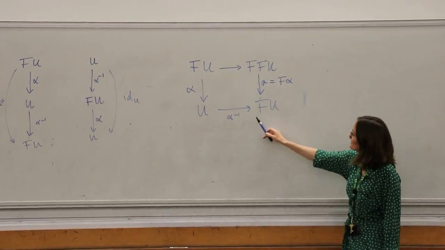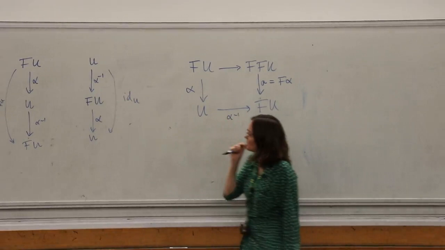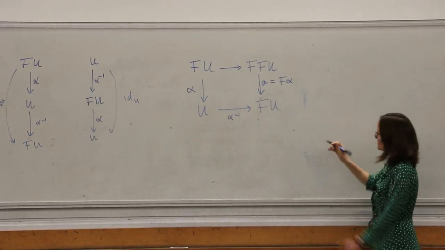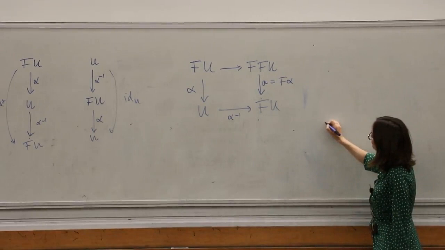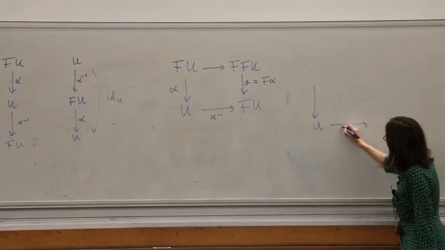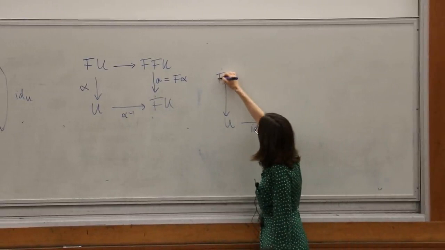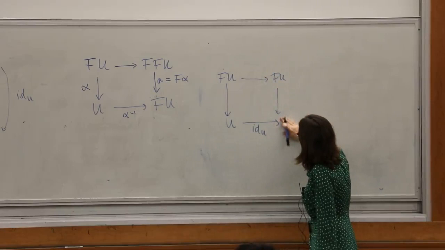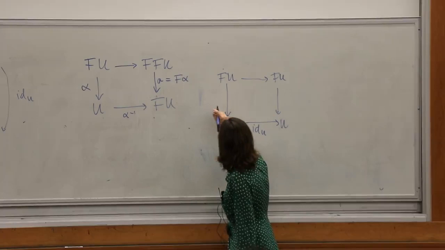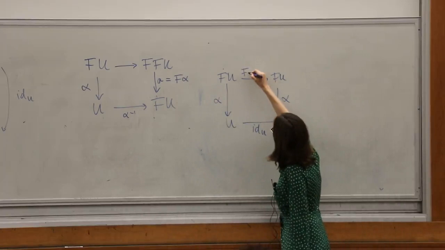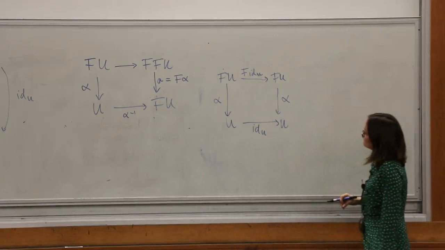So how are we going to show that alpha composed with alpha minus 1 is the identity? Okay, so I'm going to flip the diagram around. So what do I know? I know that the identity on U is the only algebra map between F, U, and itself. This is what I know.